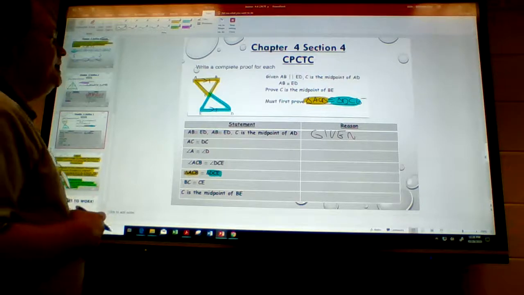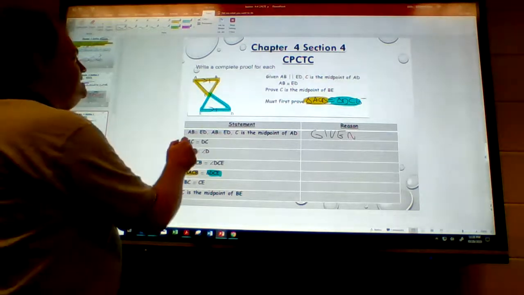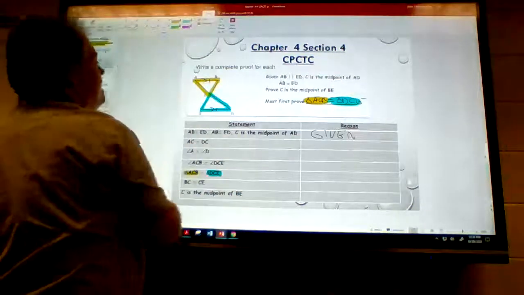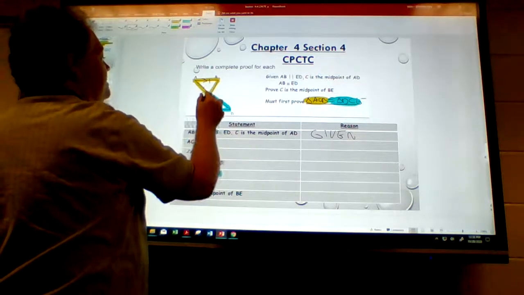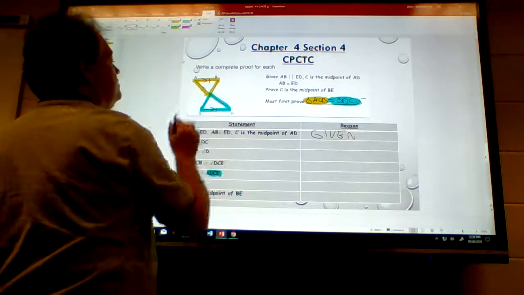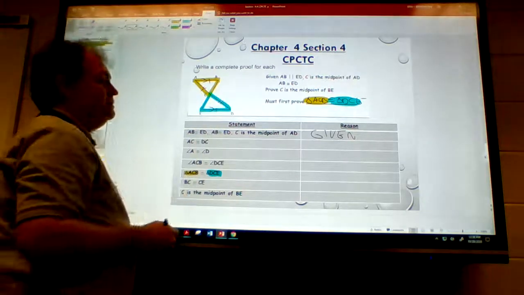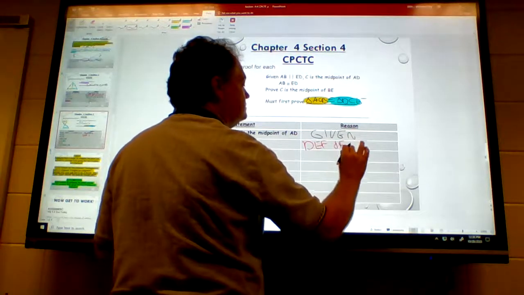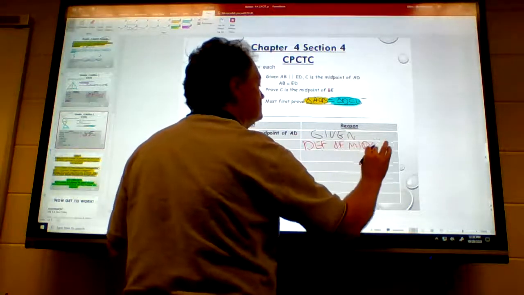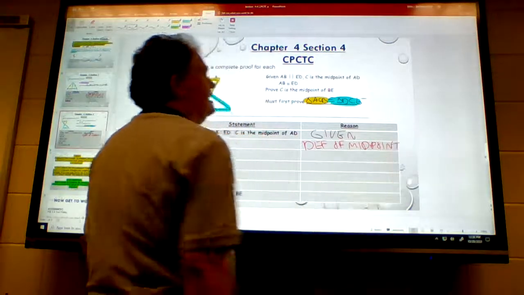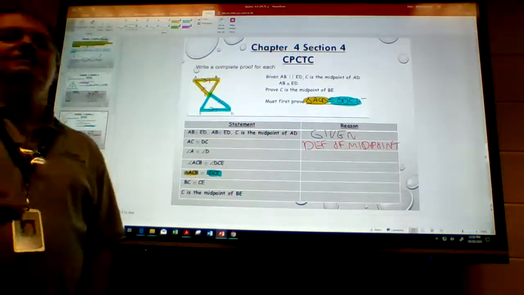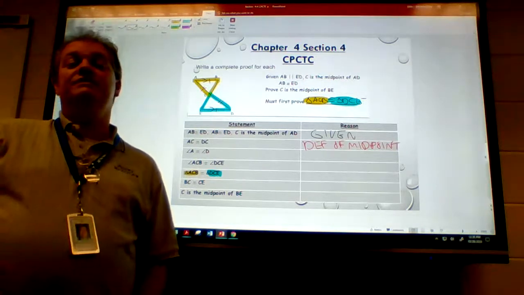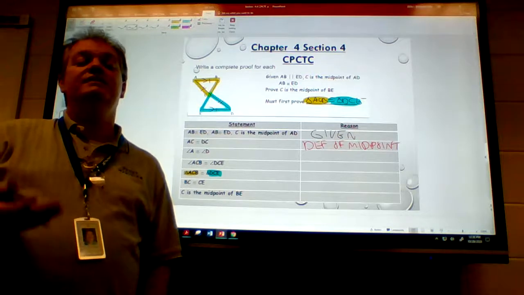All right. Now, we know that C is the midpoint of AD. So that means it splits the segment in half. Since it splits the segment in half, both halves are congruent. So I'm marking them congruent, but I'm also stating that they're congruent by the definition of midpoint. Now, you could also use definition of bisect here because it's a segment.